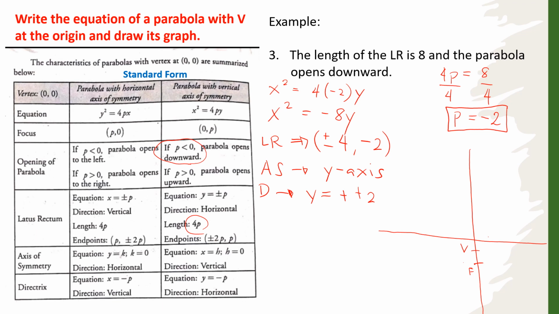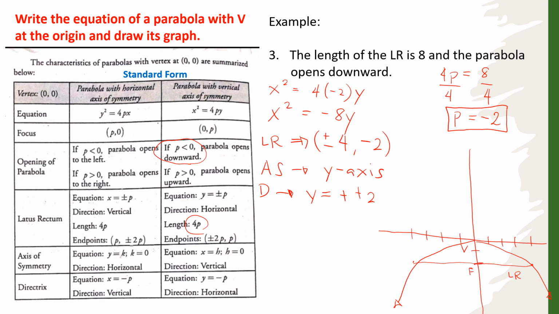Kanan tayo ng 4. 1, 2, 3, 4. Then baba ng 2. Then kaliwa ng 4, 1, 2, 3, 4, baba ng 2. Connect the points, see to it na magpapass through ka dun sa focus. And this will be your latus rectum. So from the vertex, gawa tayo ng smooth curve. And then smooth curve. So ito ngayon yung ating parabola.